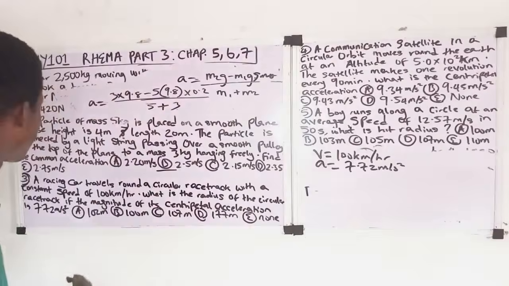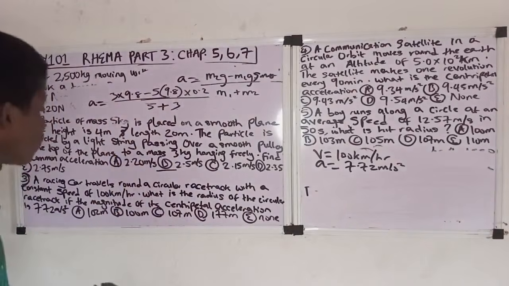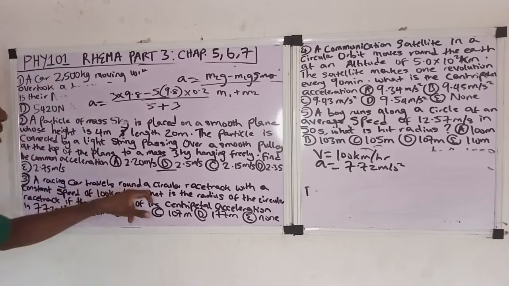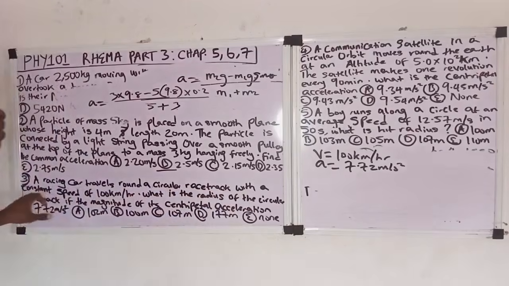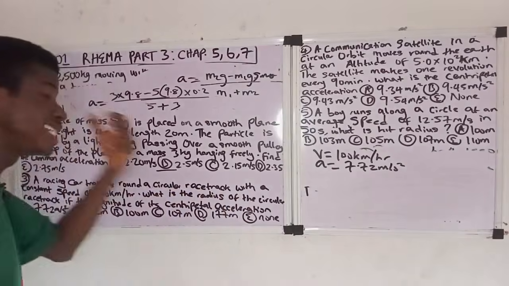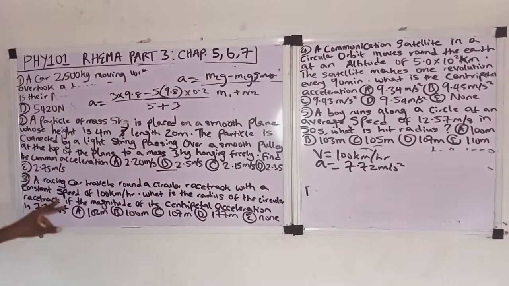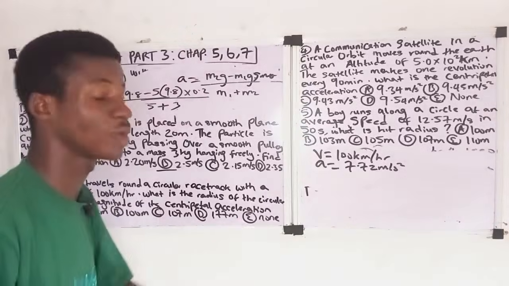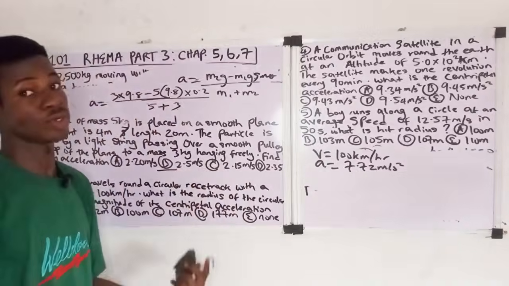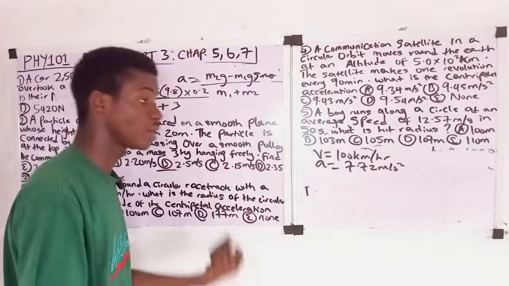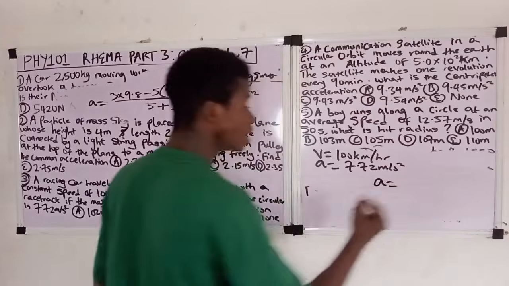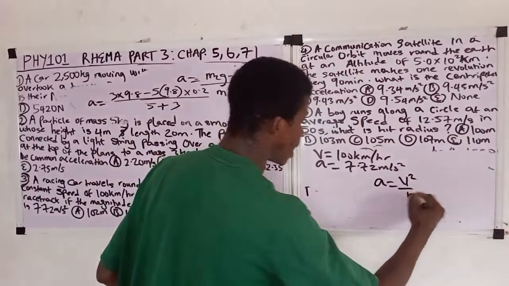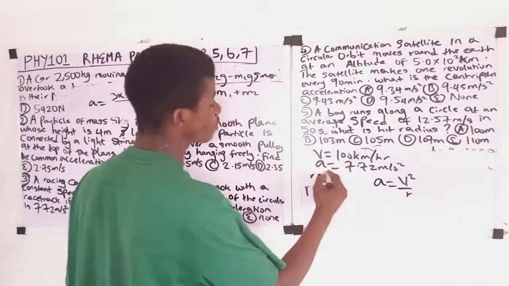A racing car travels around a circular racetrack with a constant speed of 100 kilometers per hour. What is the radius of the circular racetrack if the magnitude of its centripetal acceleration is 7.72 meters per second squared? This is very easy. The formula we're going to use is centripetal acceleration, a = v squared divided by r. So we're looking for the radius.